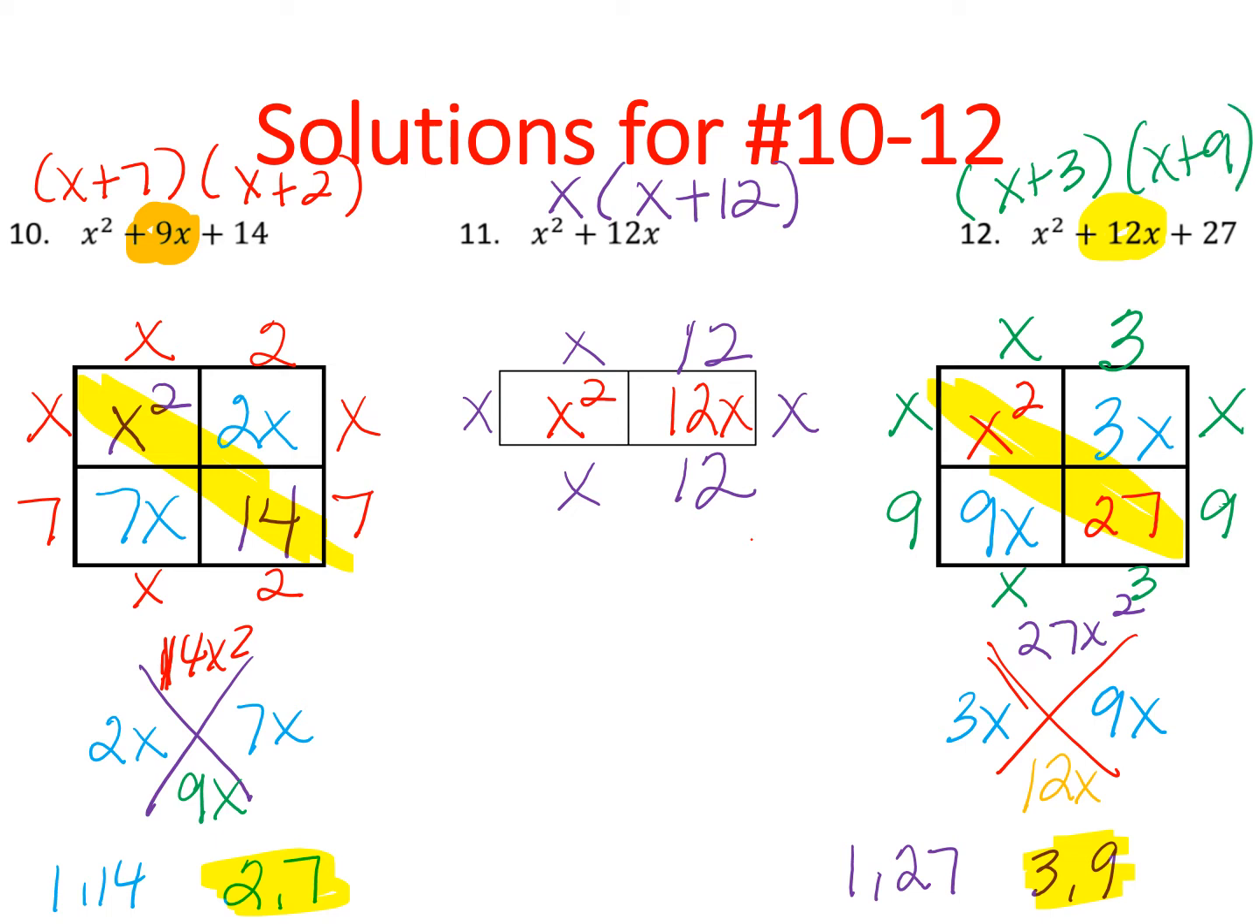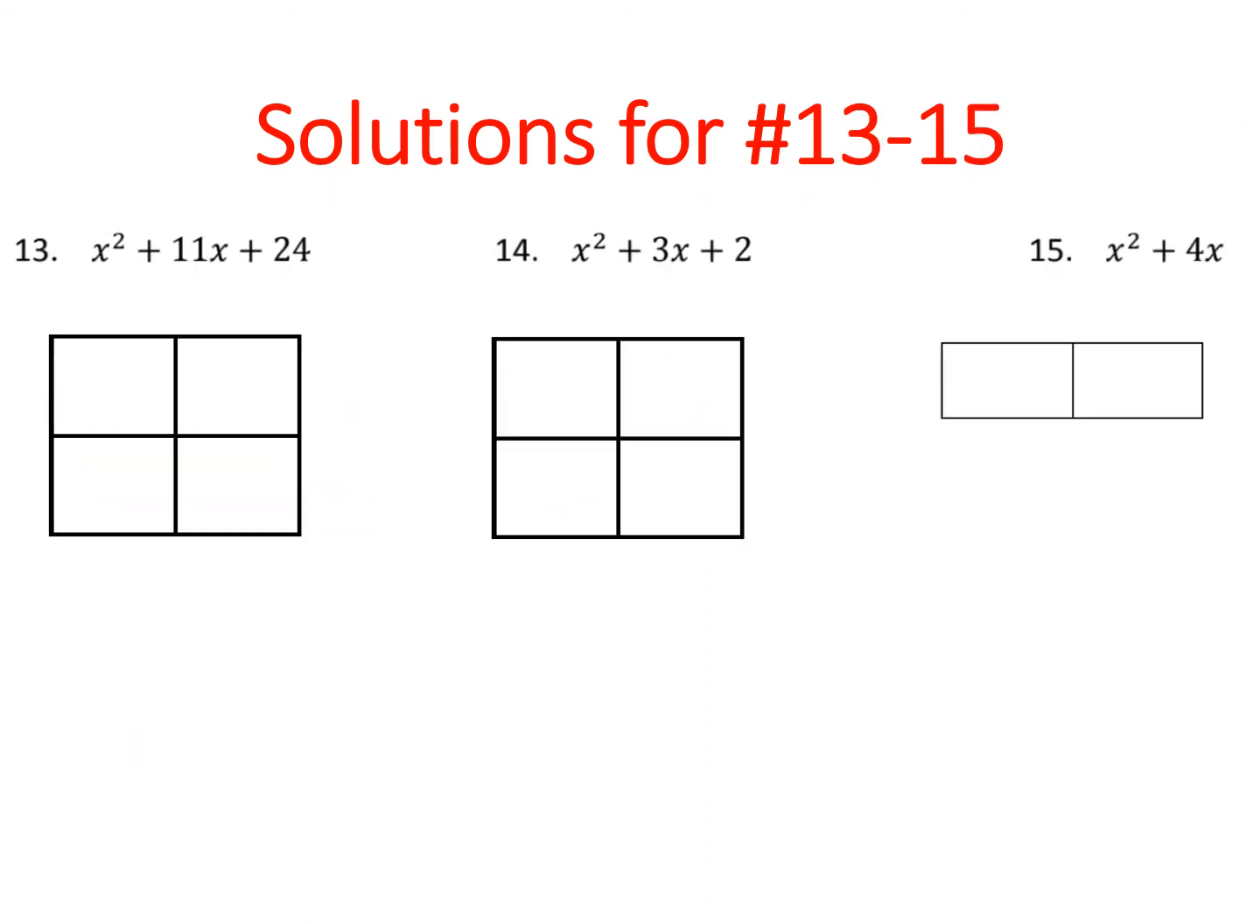So hopefully you're getting the hang of these by now. I've got 3 more to work through with you. Once again, the blocks are already drawn in, so we'll get started. Fill in our x squared and our 24. We want to see what will multiply to give me 24x squared. And what will add up to give me 11x.